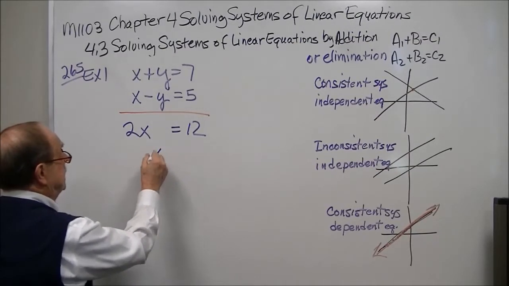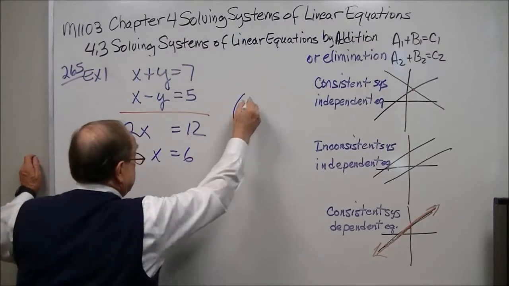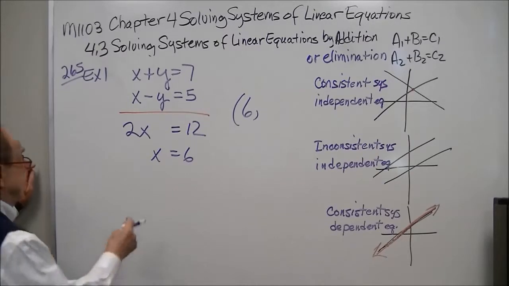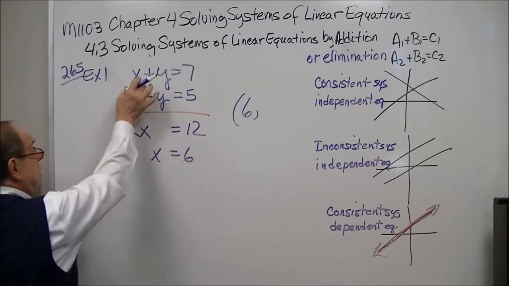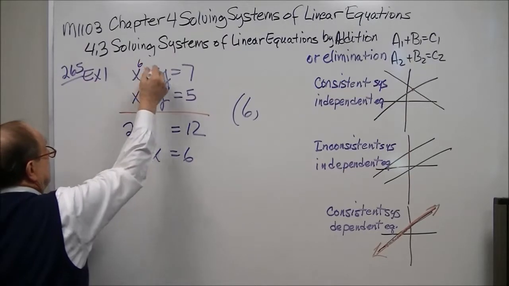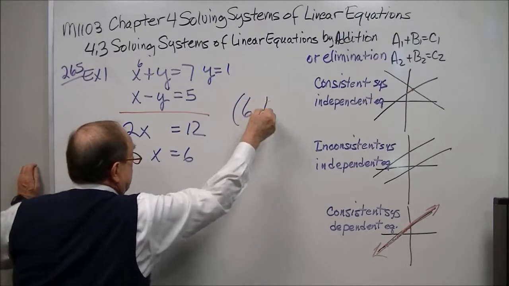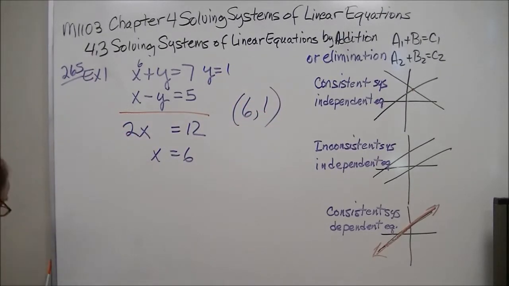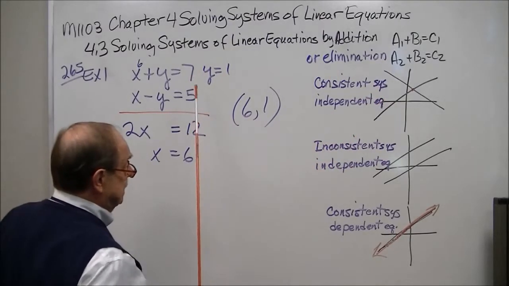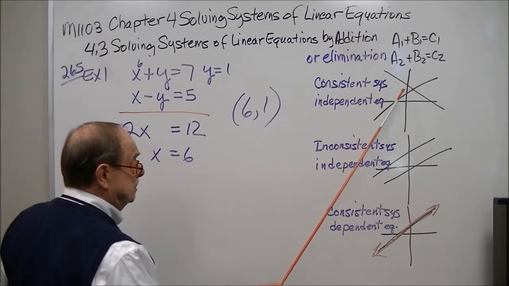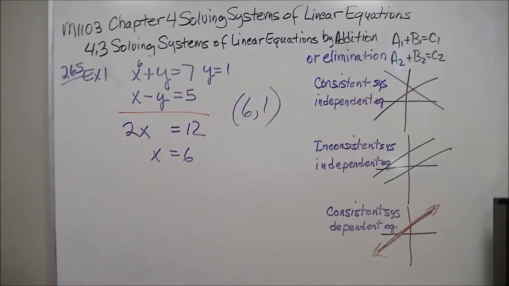Solve for x and we get x equals 6. So that's one of our ordered pair members. And then we just put the 6 in one of the equations. I'll put it right here. Transpose it, and we're going to get y equals 1. And we have an ordered pair that's unique, a set of equations that are independent, but yet there's a consistent system because there is one answer.